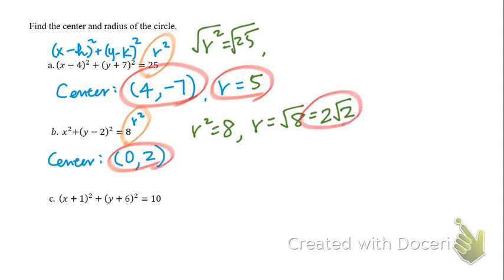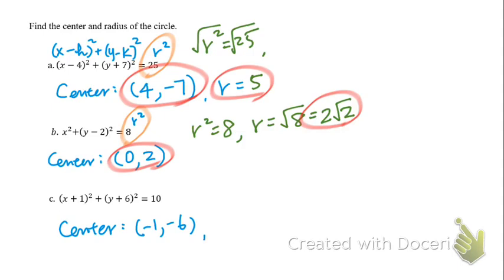All right, last question here. Once you know how to go one way, and you take time thinking through how you got to the answer, reversing it is much easier. So for the last one, the center of a circle will be the opposite of what you see. You see x plus 1, the opposite is negative 1. When you see y plus 6, it will be negative 6. When you see x minus 4, the opposite is 4.